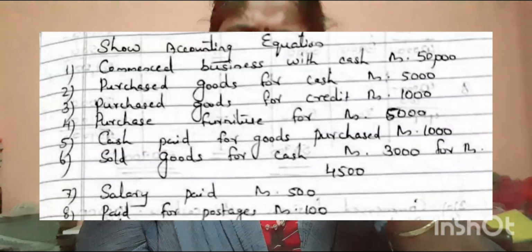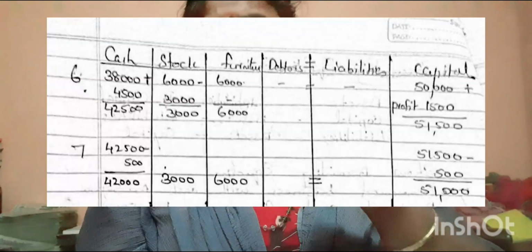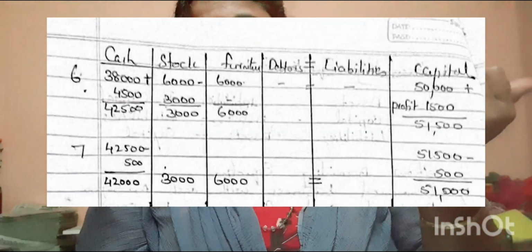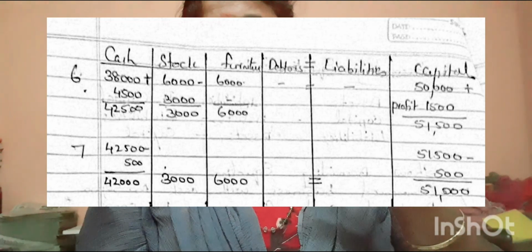Then salary paid. Whether it is expenses or income, there is no need to specify. On expenses, cash will reduce and capital will also reduce. The amount change will be shown.